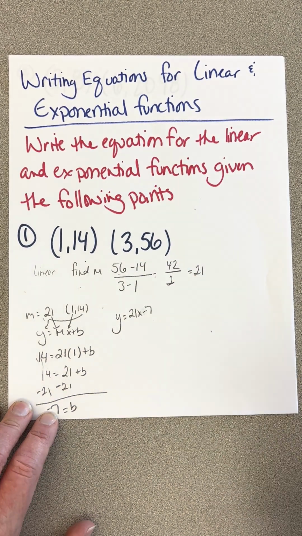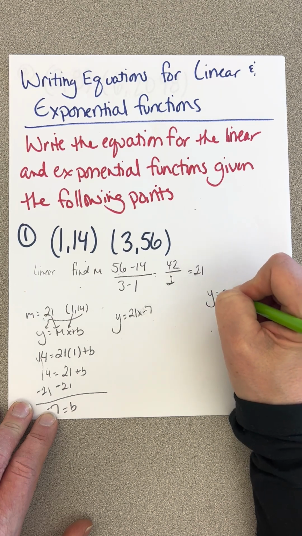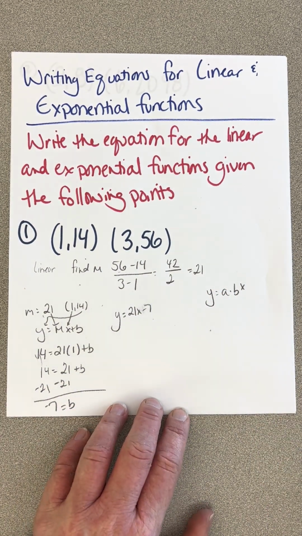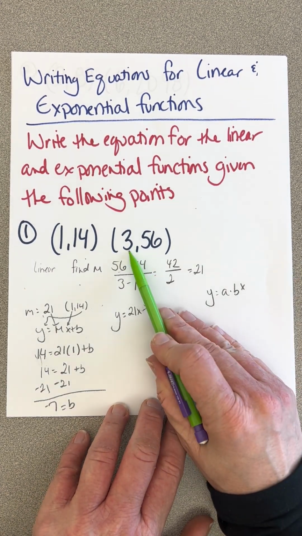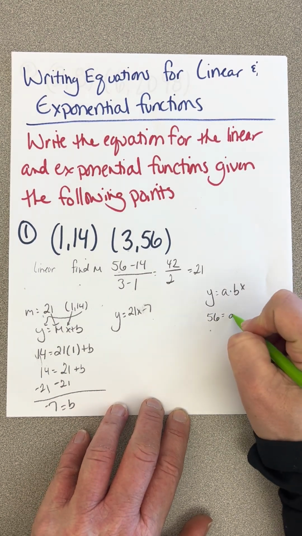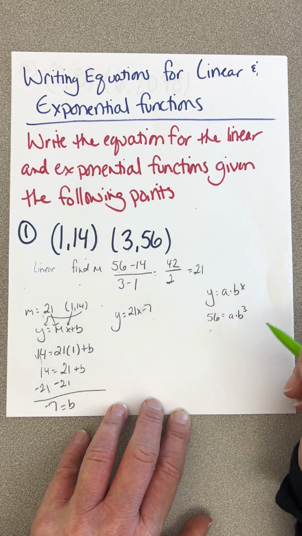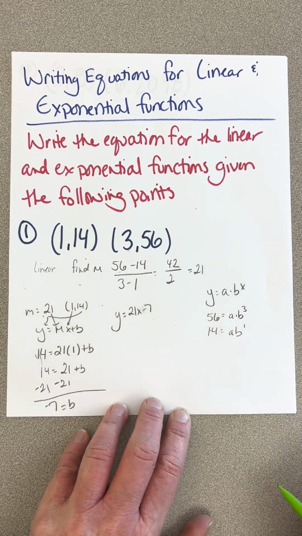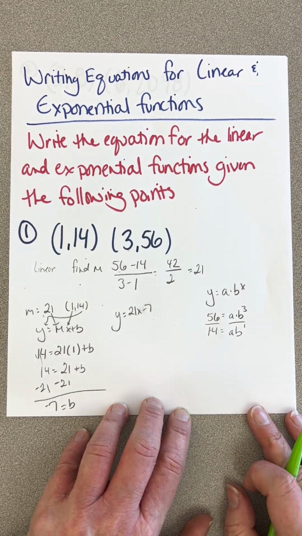Now for y equals a times b to the x, that's my exponential. We're going to use those points, and remember, we're always taking the larger x coordinate first, and we're going to plug this in for x and that in for y. So my y is going to be 56. That equals a times b raised to the x, which is the third power. Then I'm going to use the other point. My y is 14 equals a times b raised to the first power. Then we're going to do some fun dividing here to see what happens.